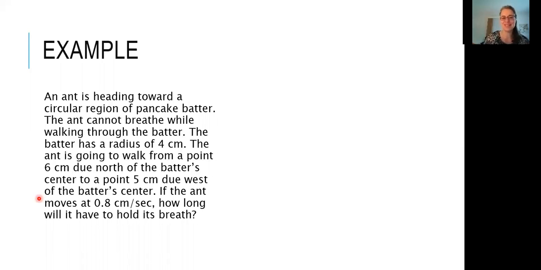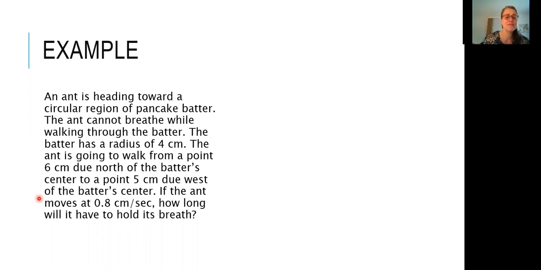Let's look at the ant. All right, so we've got an ant walking on a camping table where somebody spilled some pancake batter. The ant cannot breathe while it is walking through the batter, and the batter has a radius of 4 centimeters. For reference, that's a radius of just under 2 inches. So it's a fairly decent sized little spatter of batter. The ant's going to walk from a point 6 centimeters due north of the batter center to a point 5 centimeters due west. Someone's really bored on this camping trip.